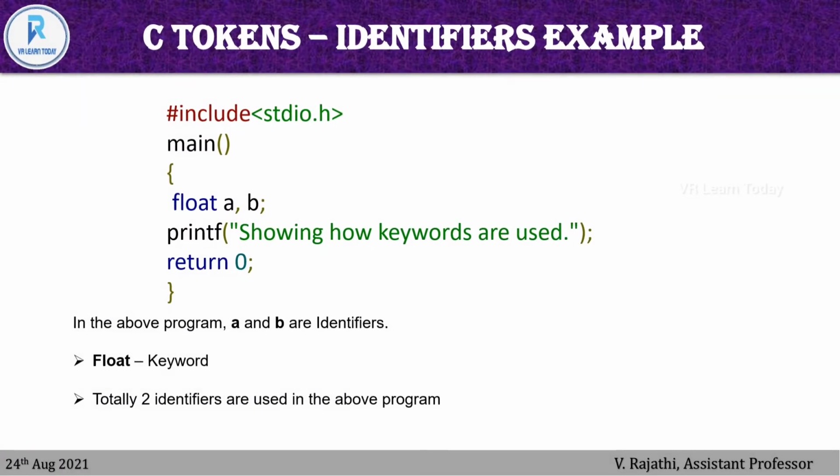So these are the examples for identifiers. A comma B are the identifiers for this program. So float is a keyword. So totally two identifiers are used in this program.